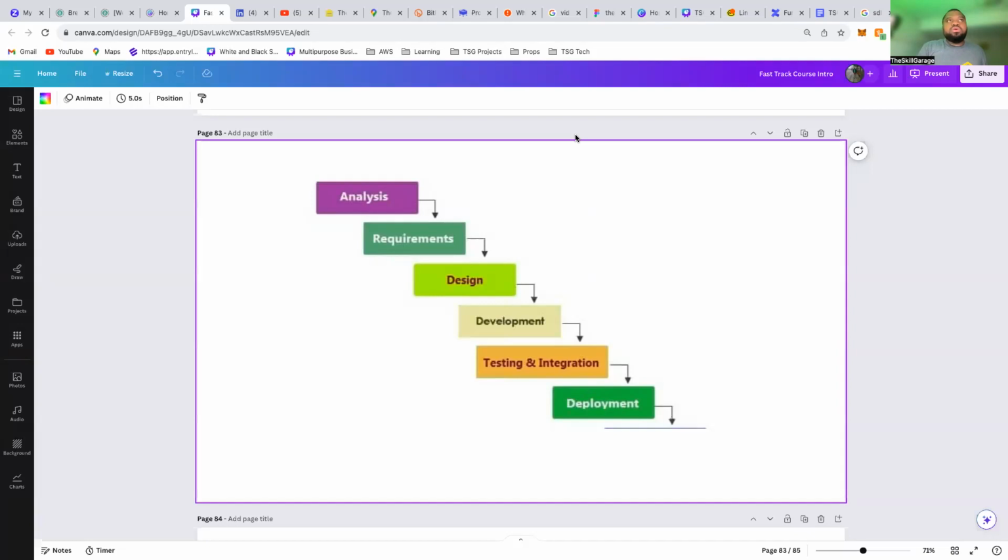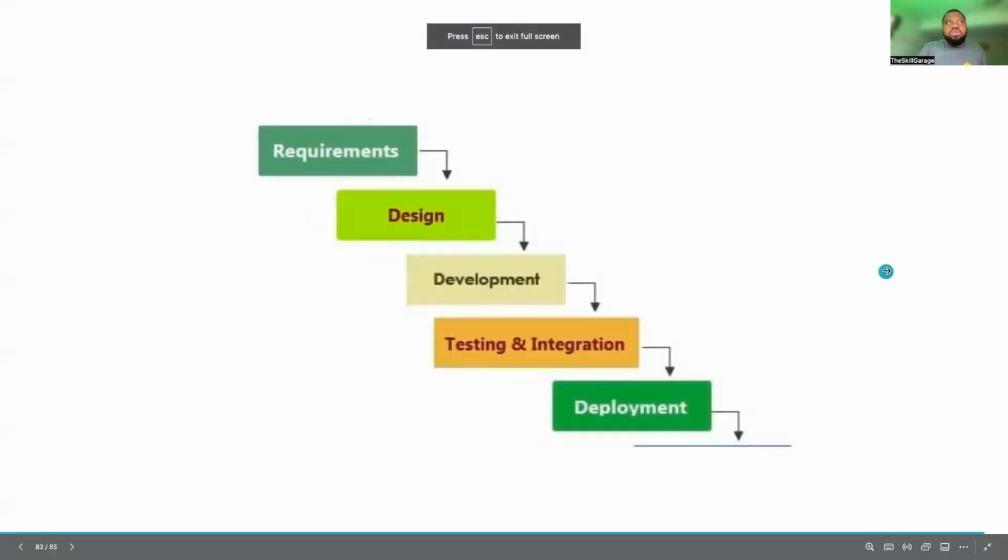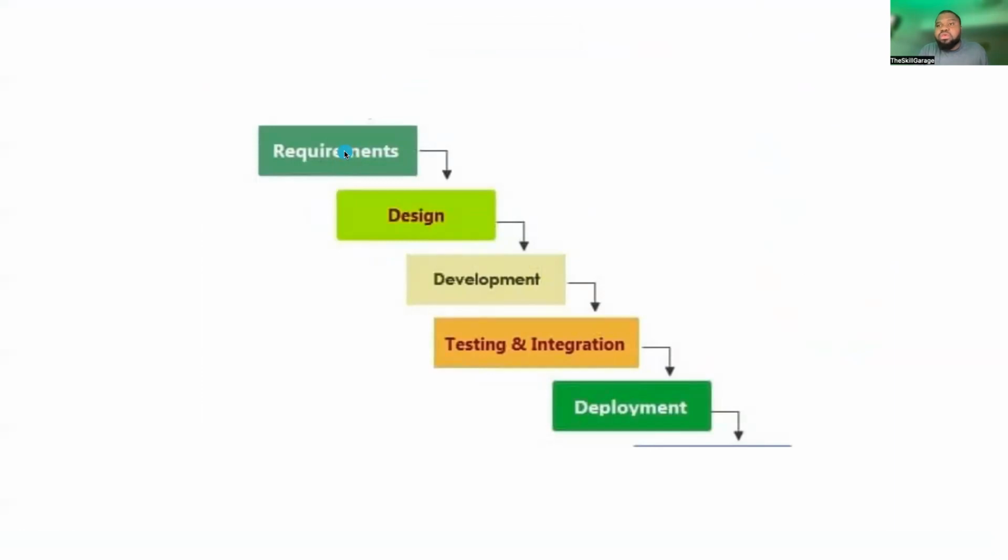Because in Waterfall, you will have to finish all the requirements before you move to design. You have to finish all the design before you move to development. You have to finish the development before you go into testing and integration, before you go into deployment. So you can see that one stage is waiting for the other stage to finish. And software is not like that, especially in this day and age. You can't build a software like that. You can't wait for everything to be done.